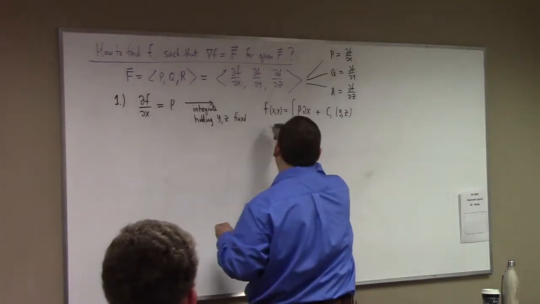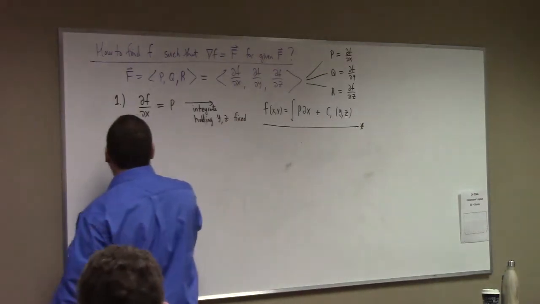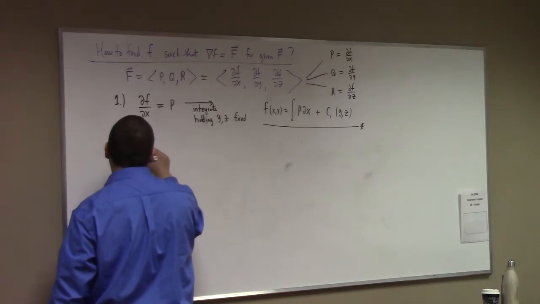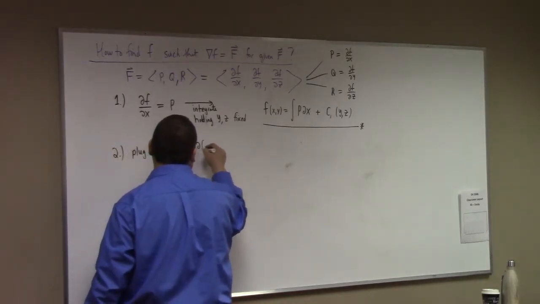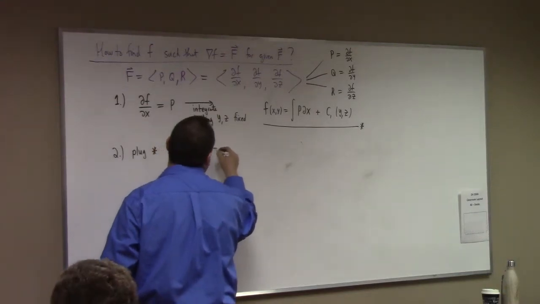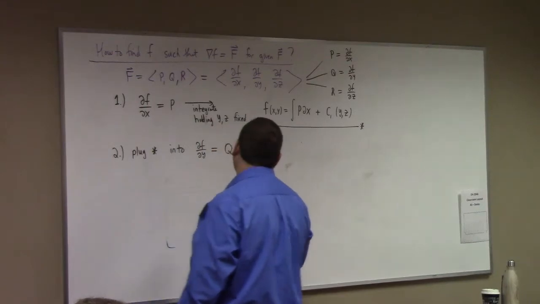Let me call this thing star. Step number 2, you plug star into partial f partial y equal to q, right?